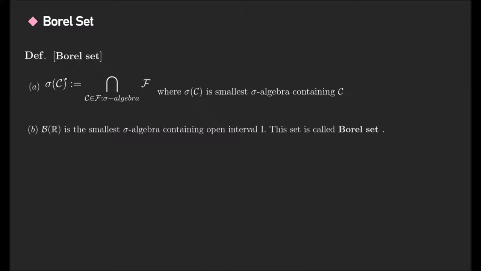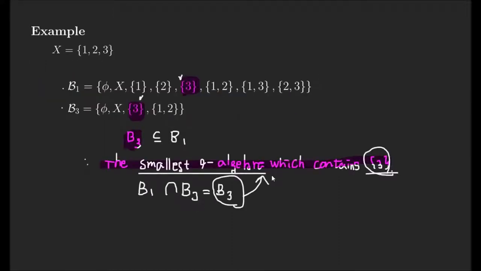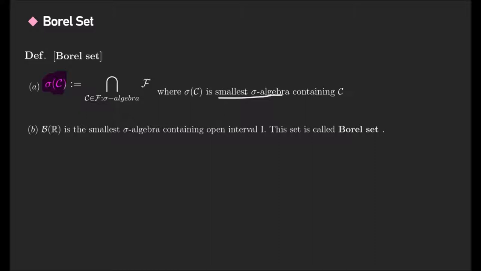This notation, sigma of C, is the smallest sigma algebra containing C. I explained the previous case here. I want to make the smallest sigma algebra which contains 3. Then collect all the sigma algebras. Investigate directly, even though this is difficult: collect all of the sigma algebras which contain these elements and intersect all of them. Then this is the smallest sigma algebra, constructing the smallest sigma algebra.